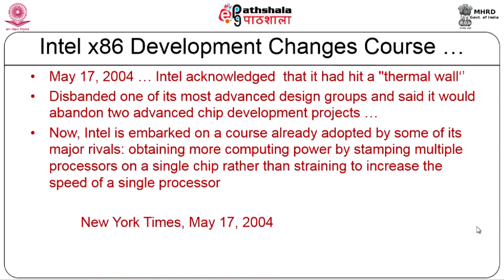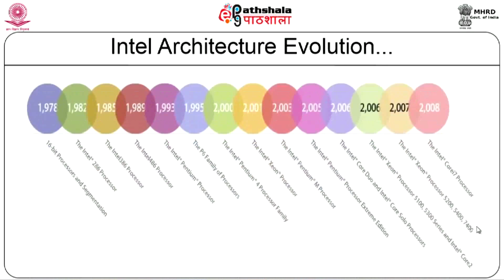So, this was the information that was published in the New York Times on May 17, 2004. That indicates the journey that Intel has taken. This indicates the Intel architecture evolution. Starting from your x86 architectures, which evolved into your Pentium family, then you had the dual core architectures, core duo architectures, which were introduced in 2006, and then the quad core architectures. Starting from 2008, the most popular architecture is the i7 processor, which follows the Nehalem architecture. So, as a case study, we are going to look at Intel's i7 architecture.